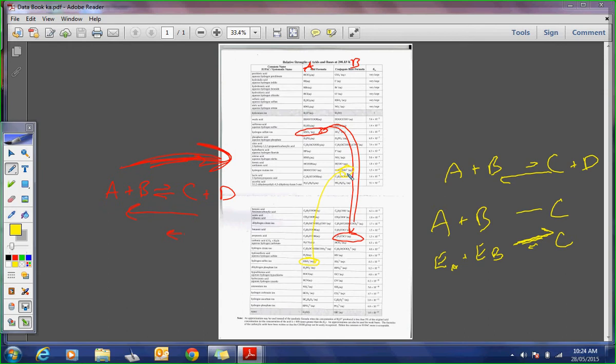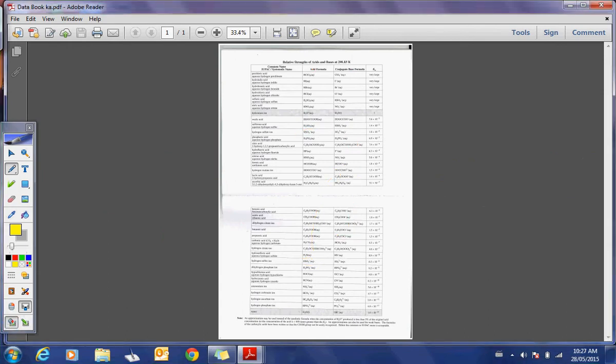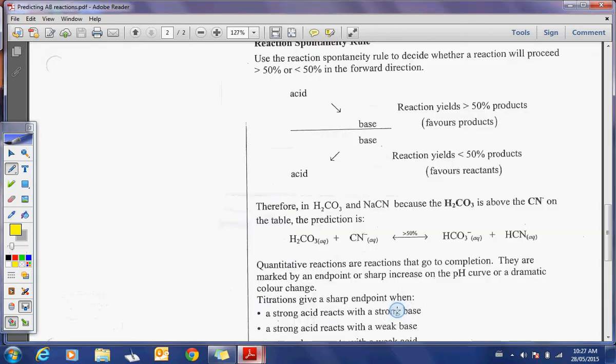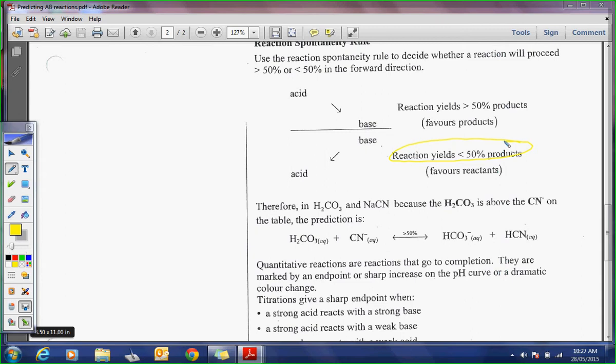Yep. So then you would say that the reactants are very reactive because they want to form that compound? How would you say that in words? There's quite a few different ways you could say it. Are you talking about the case where the acid's below the base? In my yellow example, the acid was below the base. So you could say the reaction yields less than 50%. Or you could say it favors the reactants. Or you could say the concentration of the reactants would be greater than the concentration of the products.